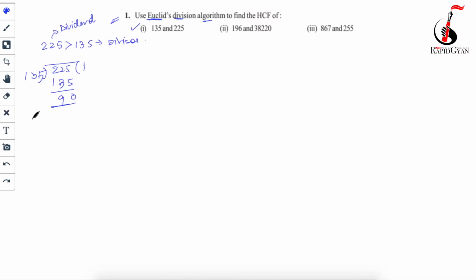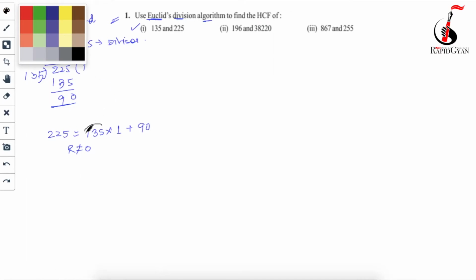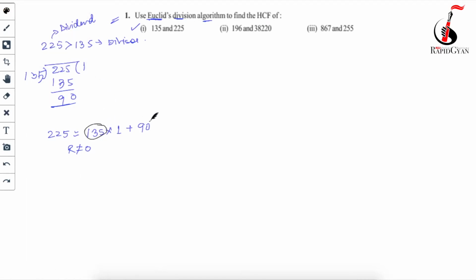Now you will have to write this in the Euclid's division algorithm form. So this will become your dividend is equal to your divisor multiplied by your quotient plus remainder. Now you can see here, since remainder is not equal to 0, now remember what I have told, your divisor will become your new dividend and your remainder will become your new divisor. So we will do it again.